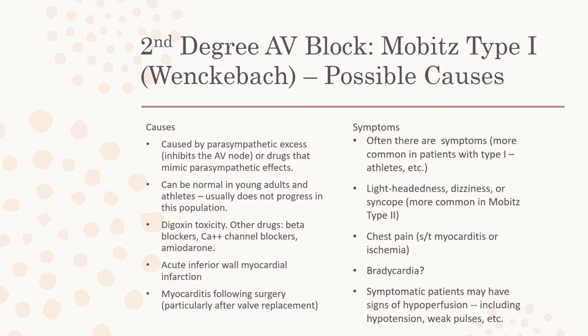So the causes of Mobitz type 1 or Wenckebach: it can be caused by parasympathetic excess that inhibits the AV node, or drugs that mimic parasympathetic effects, or poisons can also do the same thing. If you talk about organophosphate poisons that cause excessive parasympathetic stimulation. It can be normal in young adults and athletes. It usually does not progress in that population.